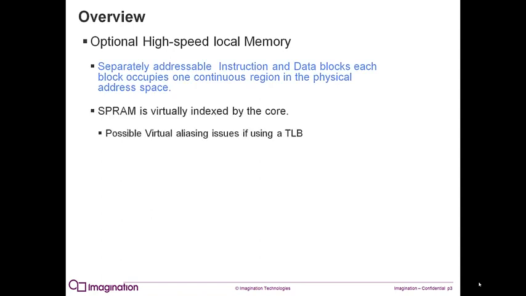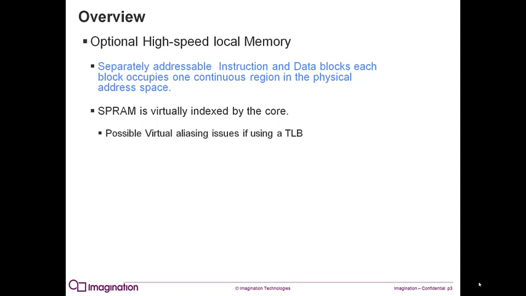The SPRAM array, like the cache arrays, is indexed with a virtual address, and a tag comparison is performed using a physical address. Since the Scratchpad size can be larger than the 4K minimum page size, it is possible to have a virtual alias in the Scratchpad if a TLB is used.